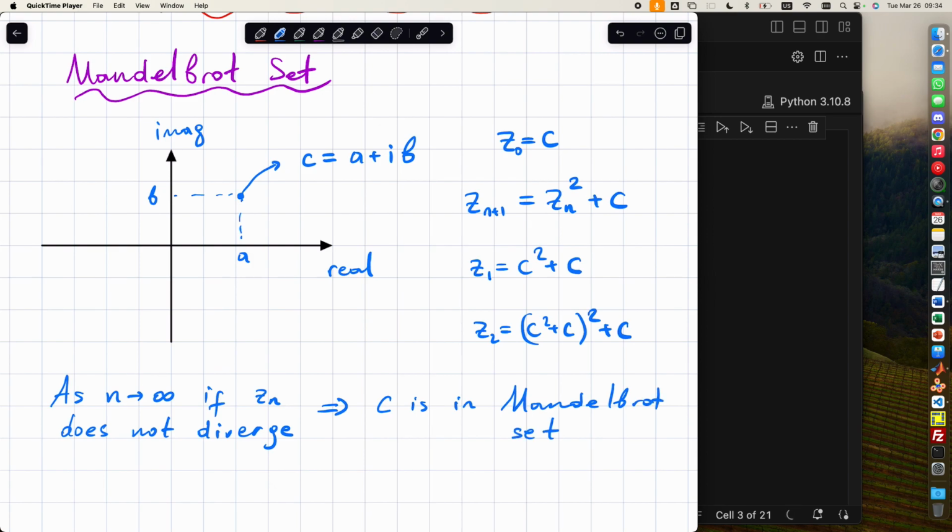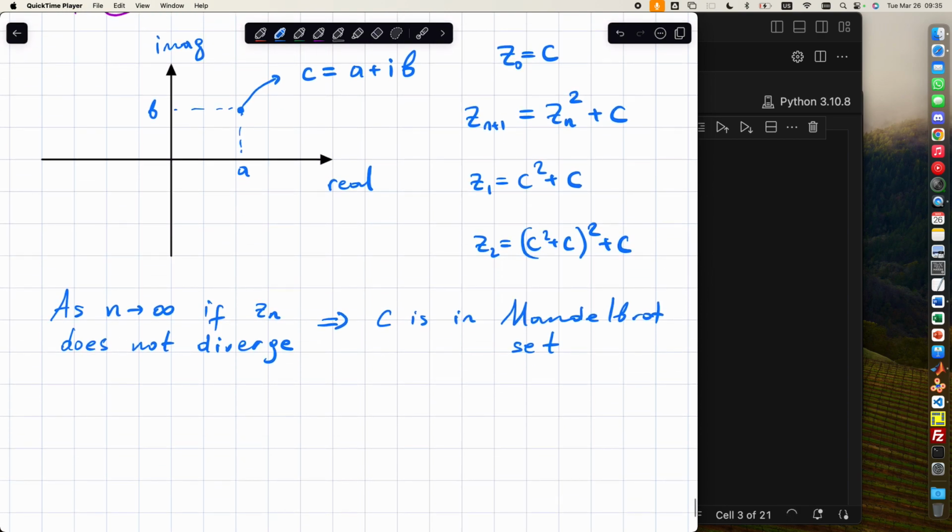So, do you understand the question here? Yes or no? Do you have a guess? For example, if I start at 100, C is equal to 100, would it diverge? Let's check. What is C squared? What is 100 squared plus 100? Something, right? What is 100 squared plus 100 squared plus 100? Definitely diverging. So it's definitely not in the Mandelbrot set, right?